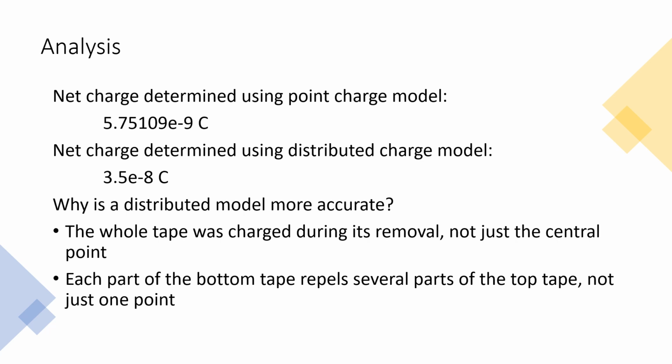And that's because the whole tape was charged during its removal, not just one central point. The whole tape was in contact and the whole tape was ripped off. And that charge is going to cover the whole thing. It's not just going to go to one point. And so each part of that bottom tape has charge, and it's going to repel several parts of the top tape, not just one point vertically upwards. And so that's why the net charge is a little bit larger than it was found using the point charge model. Thank you.